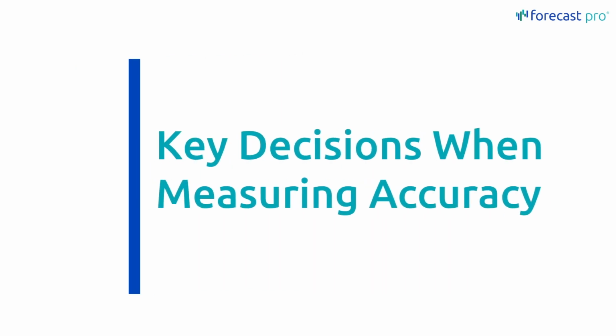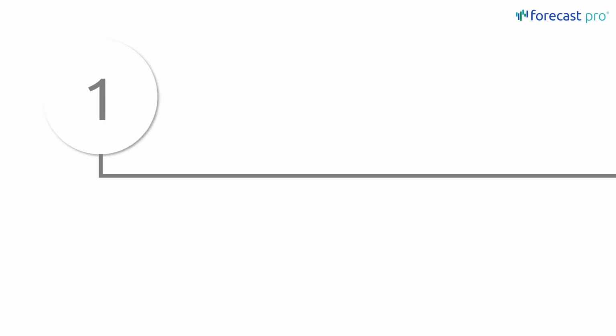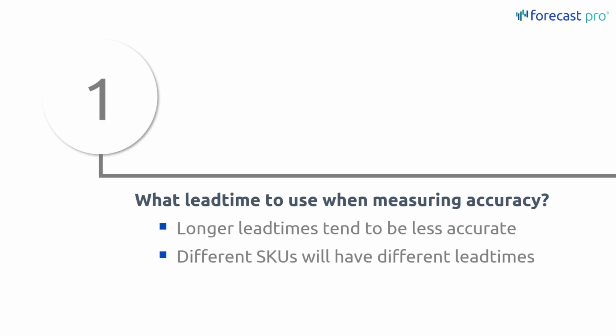So what are some key decisions to make when you're measuring forecast accuracy? The first decision to make is about lead time. What lead times should you be using to measure forecast accuracy? It's true that the further out you forecast, the less accurate you will be, and that makes sense. It's easier to produce a forecast for next month than it is 2 years into the future. So the longer we look, the less accurate we will be.